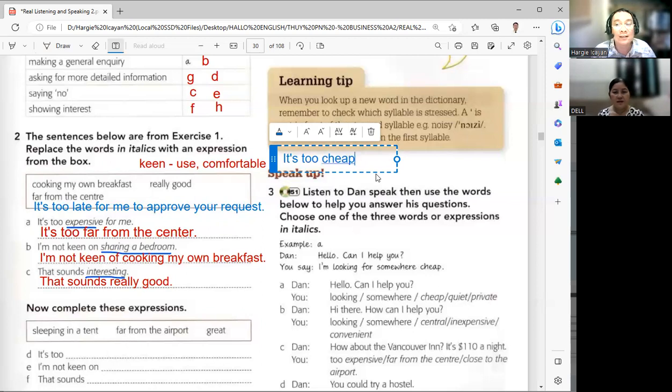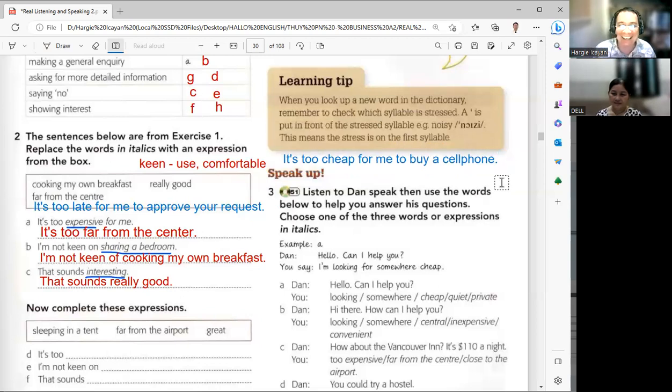It's too cheap for me to buy a handphone. A handphone, cell phone, right? Am I right? Handphone, cell phone, like that. Okay. So it's too cheap for me to buy a cell phone.